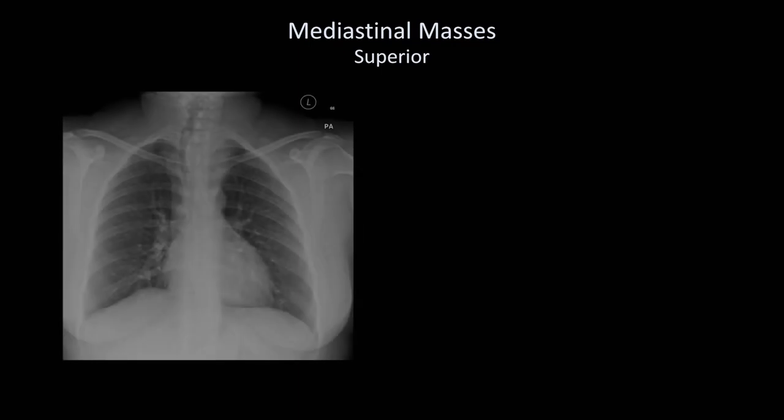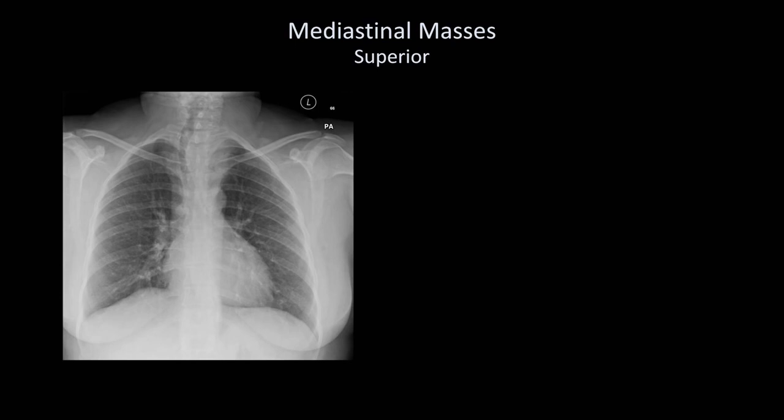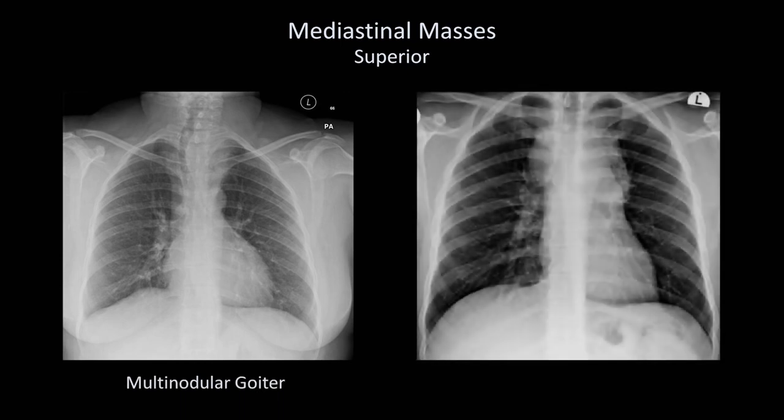Beginning in the superior mediastinum, we see that there is a mass here that is actually causing rightward shift of the trachea. Although you could not know it just from this x-ray, this particular patient has a multinodular goiter. This patient has an even larger mass in the superior mediastinum. This one is from lymphoma.